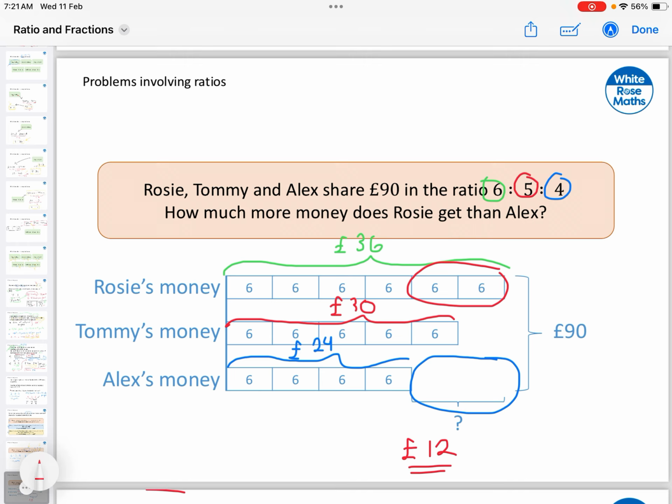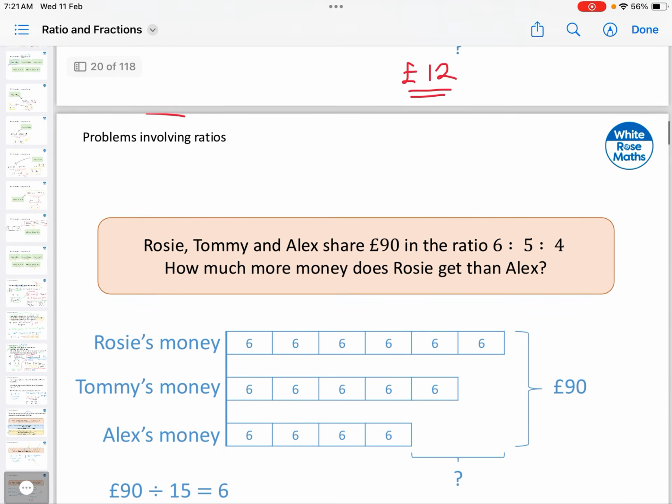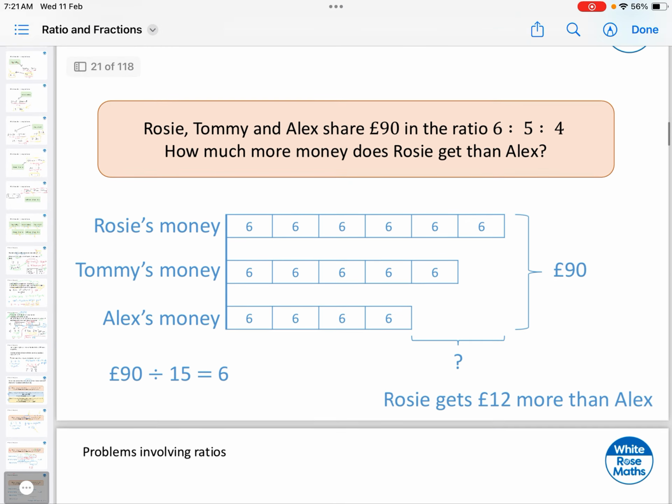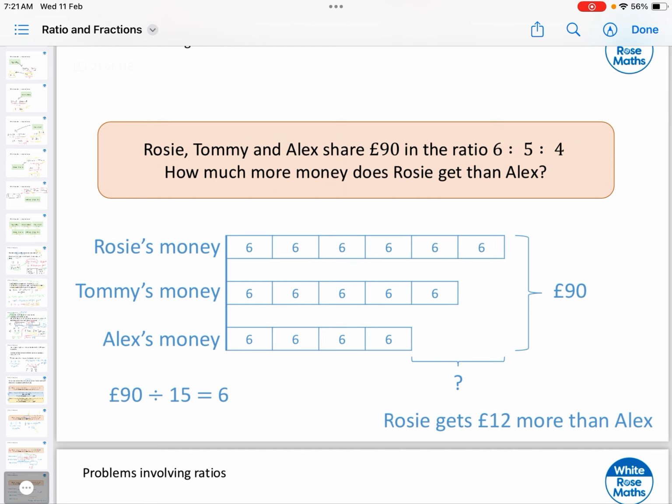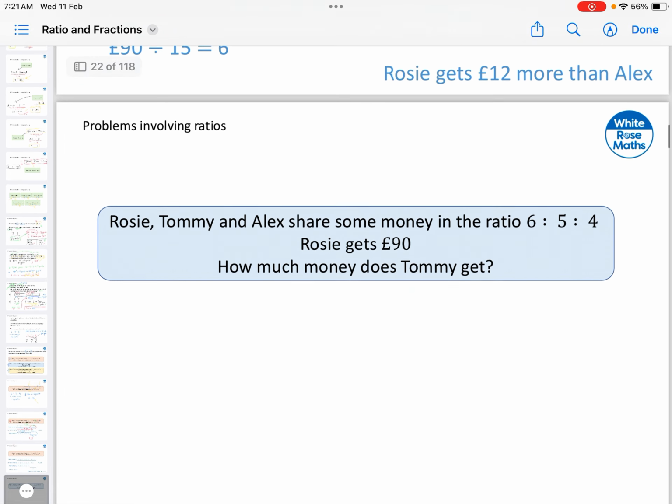So for this first part, we're going to call this exercise A. What we're doing is that we're sharing the complete 90 pounds between them all. Let's check exercise 2 to see what is the difference. Here you can see the answer. Rosie gets 12 more than Alex. Let's see the next one.